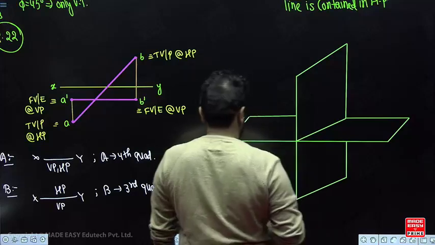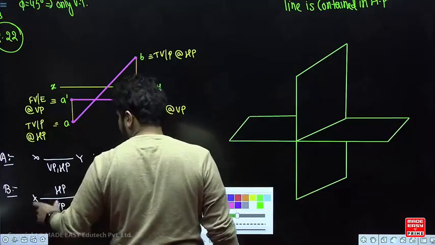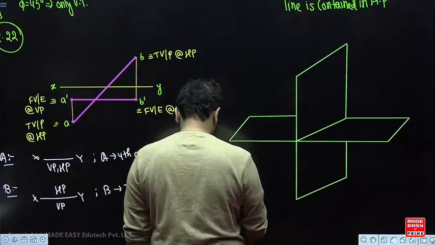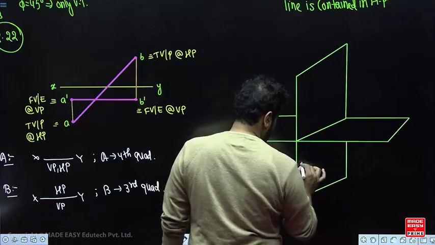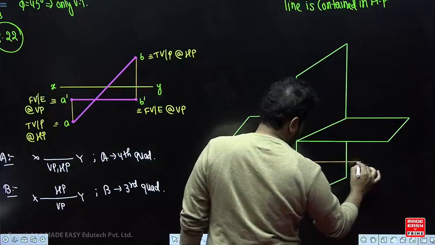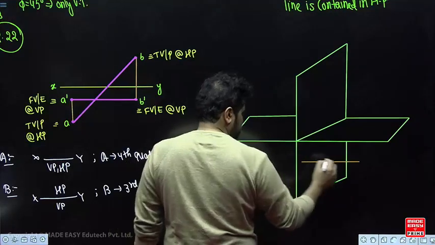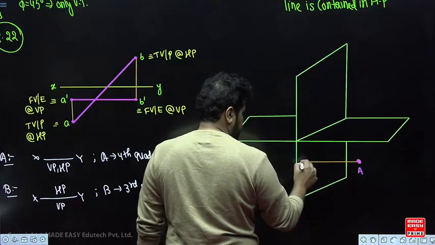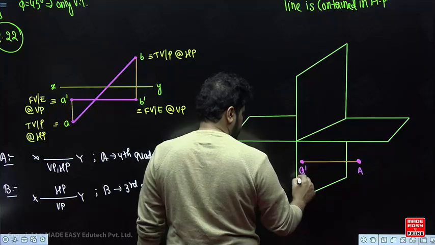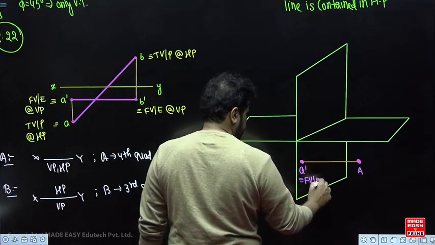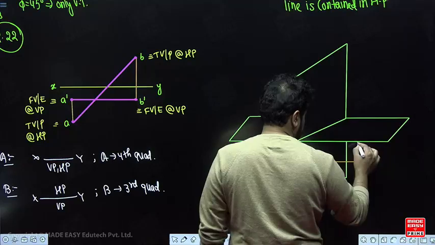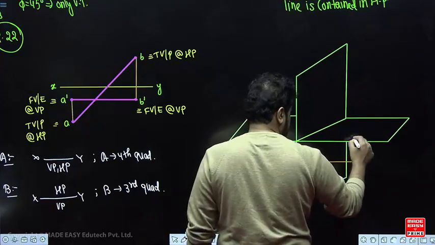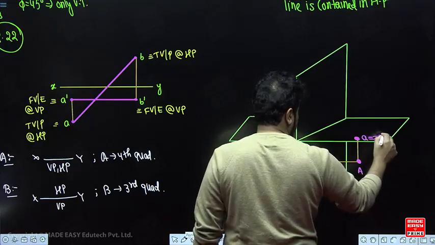Right. Now see, first of all I will choose point A. A point is in the fourth quadrant, right? So let us say this is point A, it is in the fourth quadrant. So its projection will be your A dash, which is the front view or elevation, correct? And its projection will be somewhere here. So this is that A, which is your top view or plan, isn't it?